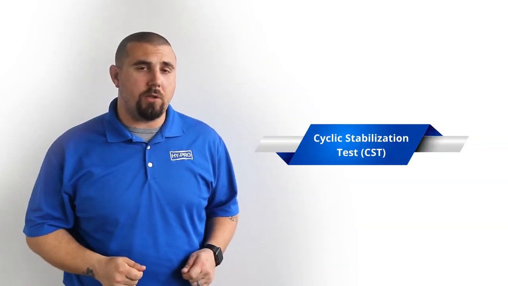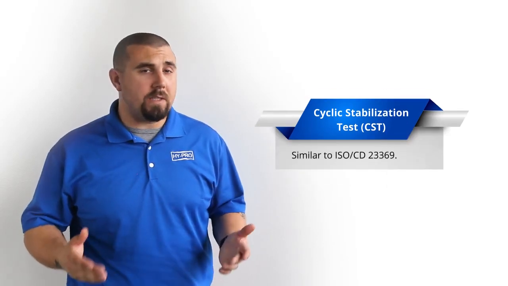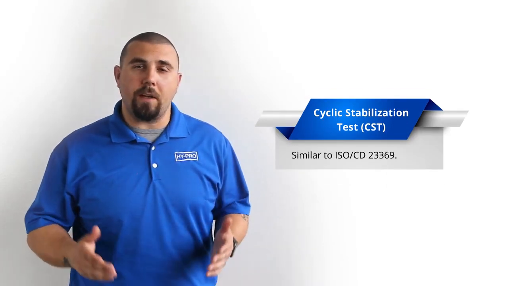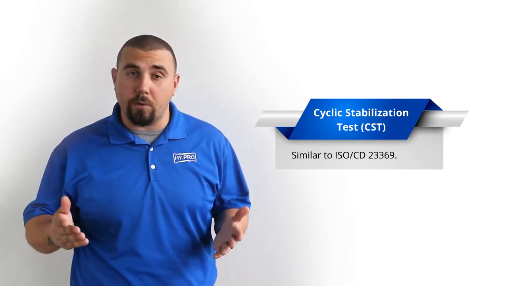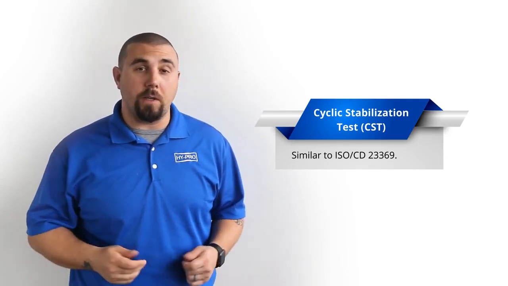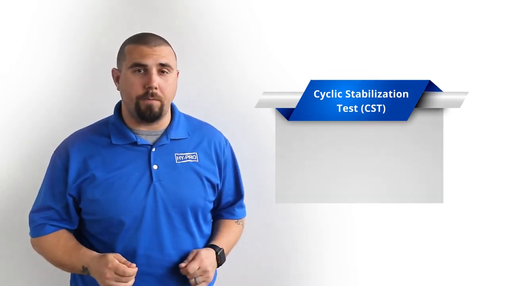The next test we will be discussing is the cyclic stabilization test, or CST. CST is very similar to ISO CD 23369 in that it also uses cyclic flow rates in a 4:1 ratio. It utilizes ISO fine test dust and changes flow rates every 5 seconds as well. So let's take a look at what makes it different.